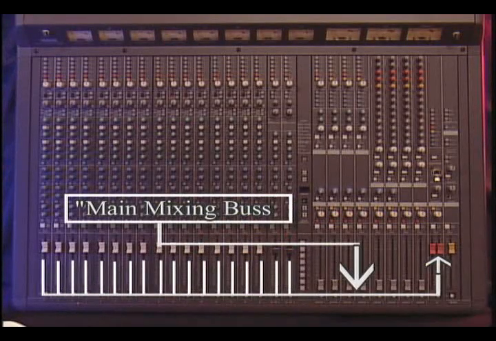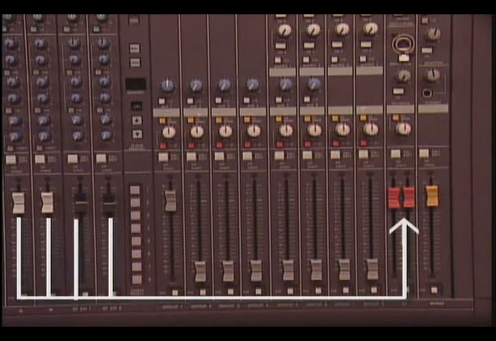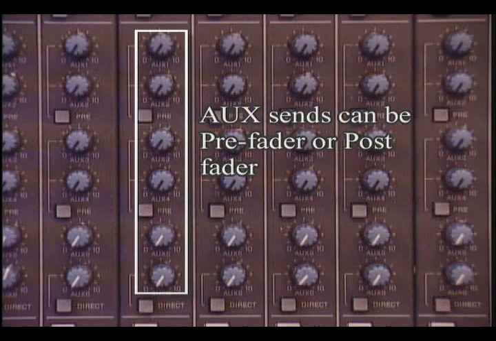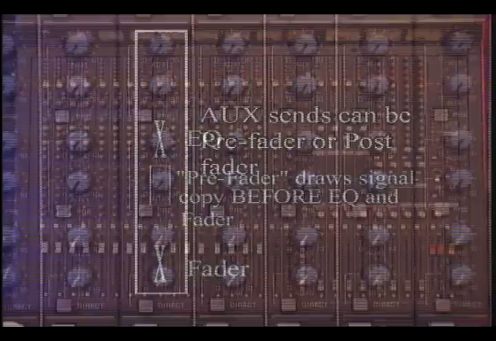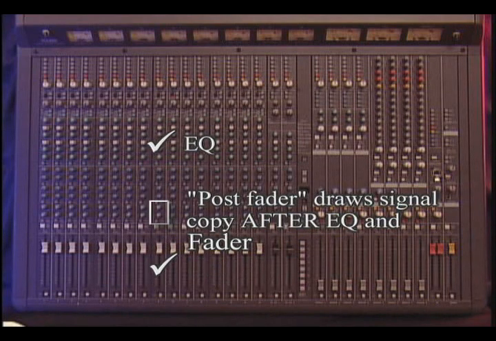Another example of a bus is the main mixing bus. All the channel faders feed their signal into one main mixing bus, which is summed and arrives at the main output of the mixer after control by the main fader. Aux sends can be pre-fader or post-fader. Pre-fader means that the aux send will draw its signal copy before the fader, and the fader or EQ won't affect the signal. Post-fader means the aux send draws its signal copy after the fader and EQ, and will be affected by the adjusting of these controls.